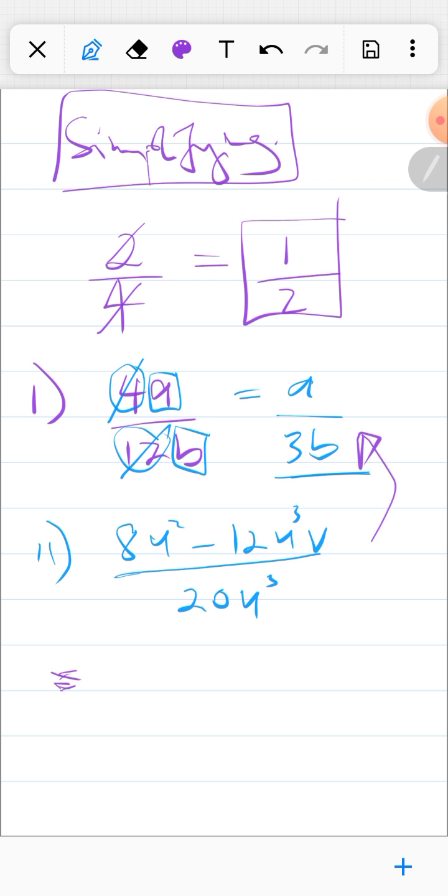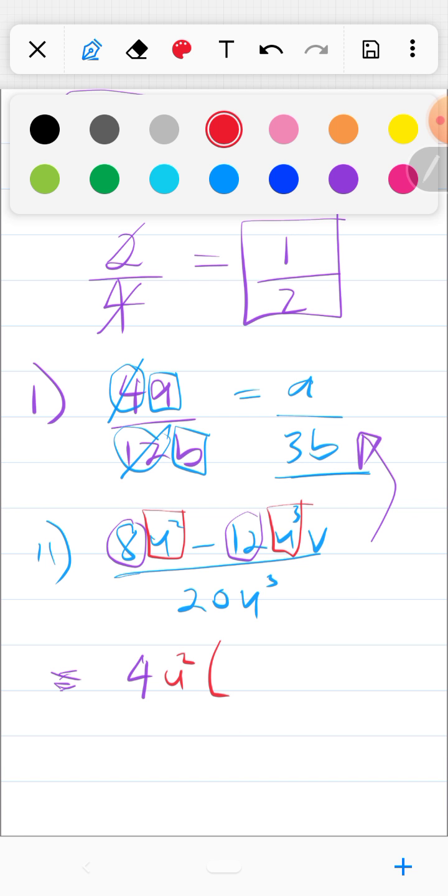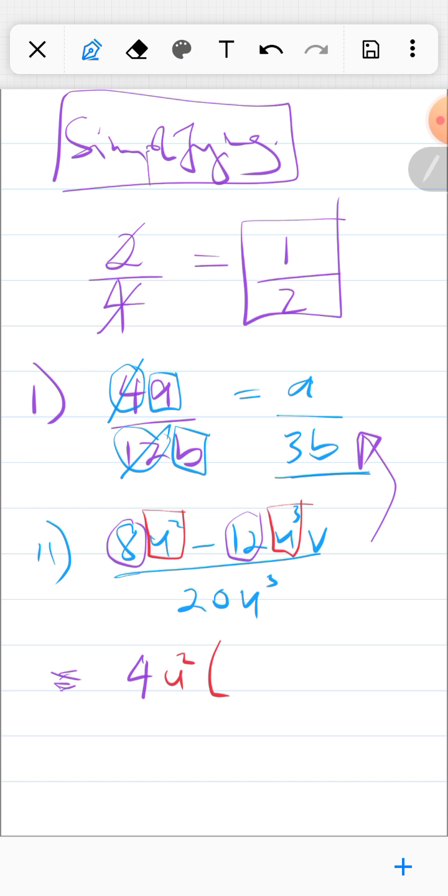I'll show you. Step 1, figure out the common terms. So I have 8 here. I have 12. 8 and 12, what's common? 4 is common. So I pull out 4. And then I also have u squared and u to the third power. What's common? U squared is common. So if I pull those two outside, I'll be left with, inside, since I pulled out a 4 from here, a 2.